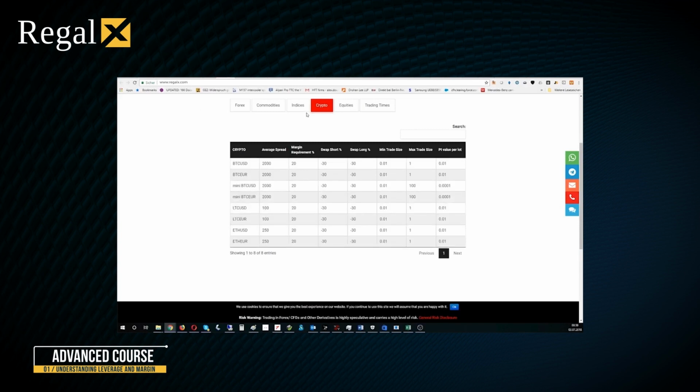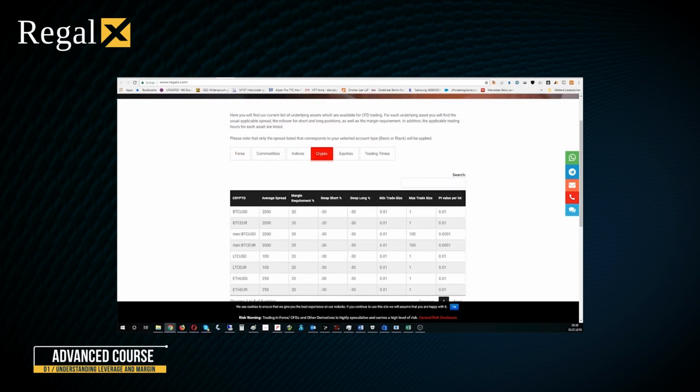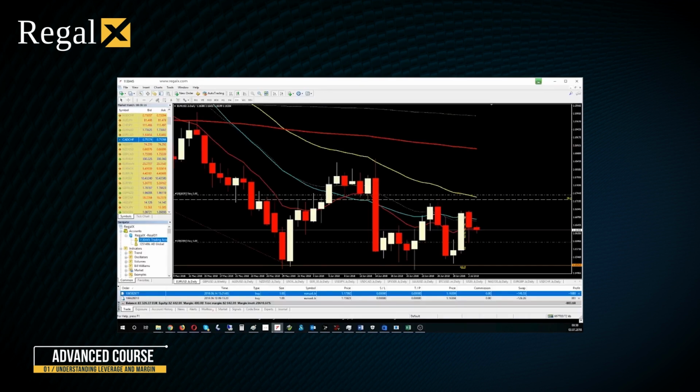Now, the big mistakes in margin are over leveraging. People open up an account with, say, 100 euro or 500 euro, and they open up a position of one lot because they don't necessarily understand what one lot of EUR/USD means. That's the biggest mistake that people make in trading due to margin.